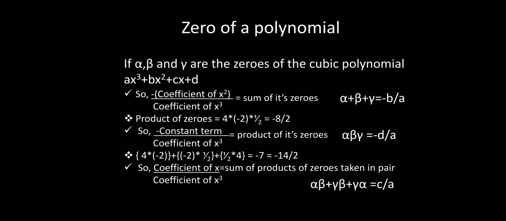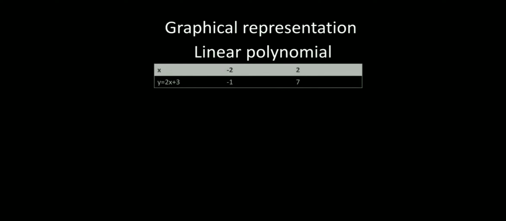Now comes the most interesting part of this chapter, especially for me, which is the graphical representation of the linear polynomial. What is a linear polynomial? Having the highest power of x as 1. So we took the linear polynomial equal to 2x plus 3. If we take x equal to minus 2, then y, which is equal to 2x plus 3, will give you minus 1. And if we take x equal to 2, then y will give you 7.